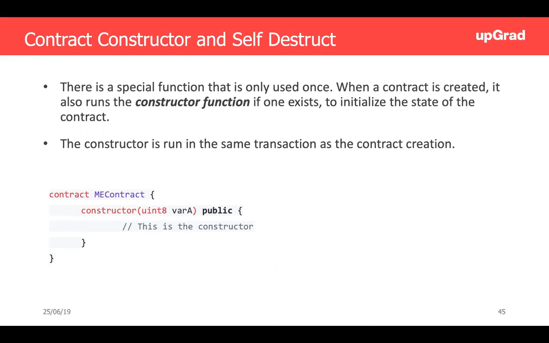A constructor is executed when the smart contract is being deployed, and then it is removed from the smart contract. So it can only be run once, when the smart contract is deployed. This is where you will set all of the initial values for your smart contract as part of the deployment process. This is the syntax for defining a constructor. You would just say constructor, pass some variables to it, call it a public function, and then put all of the logic inside here.